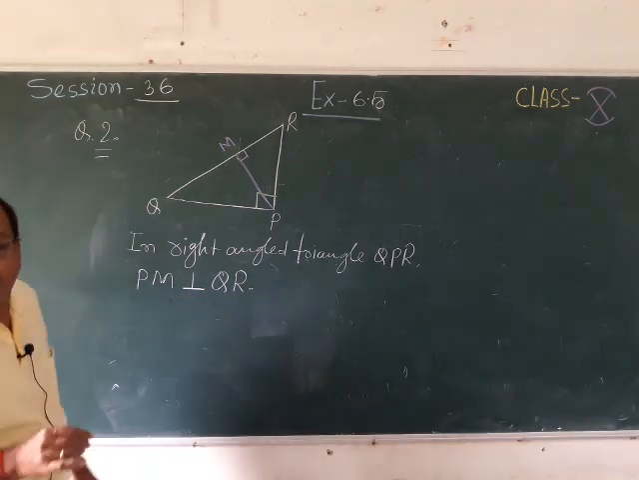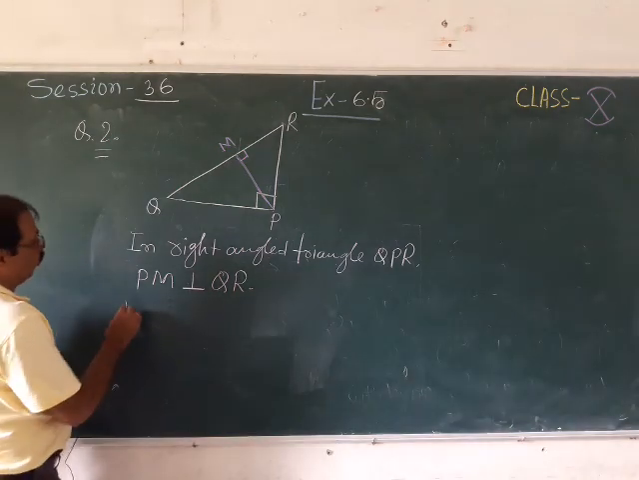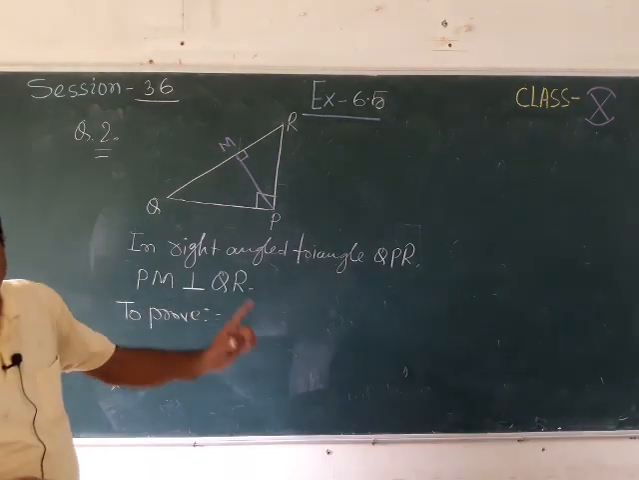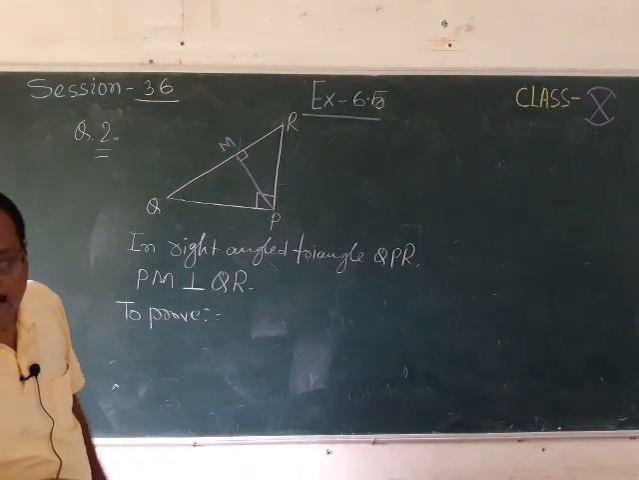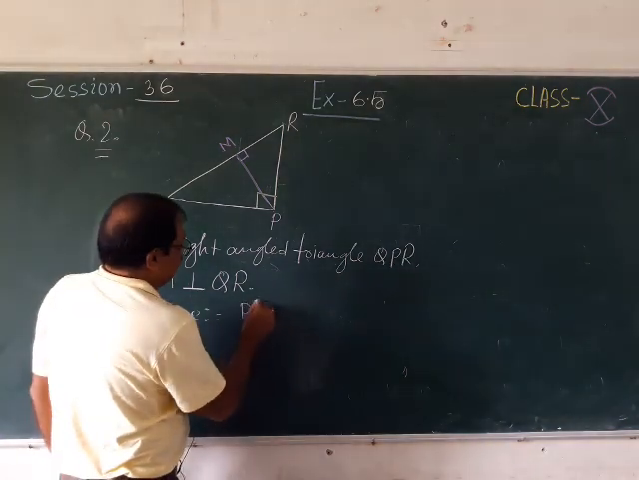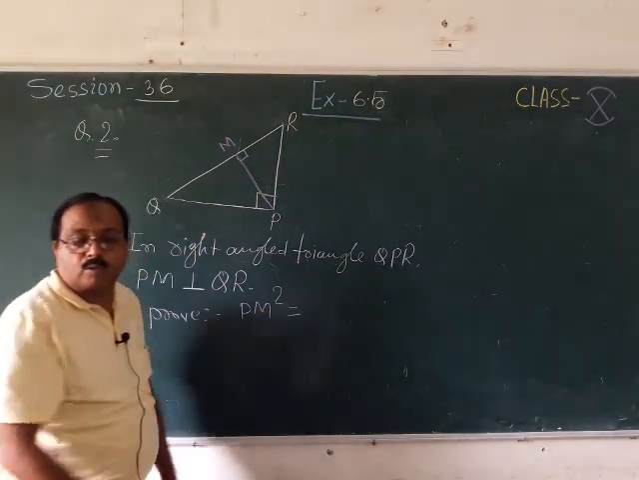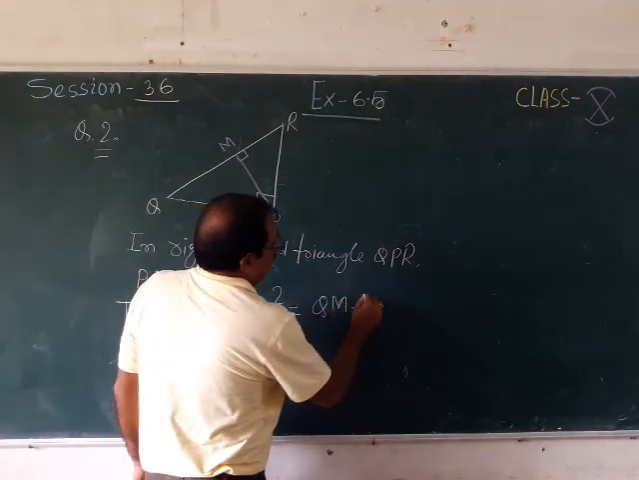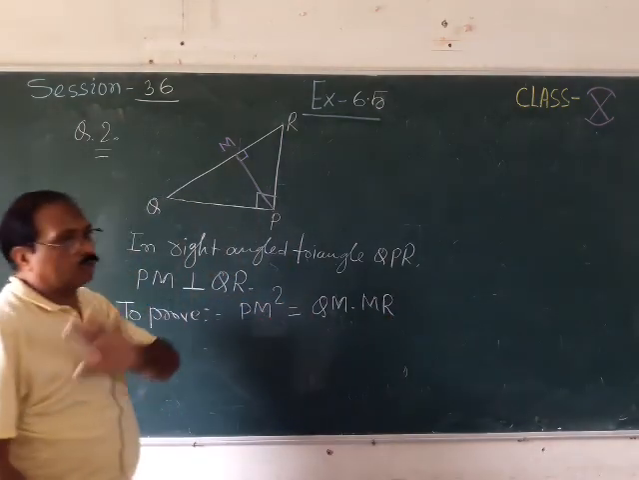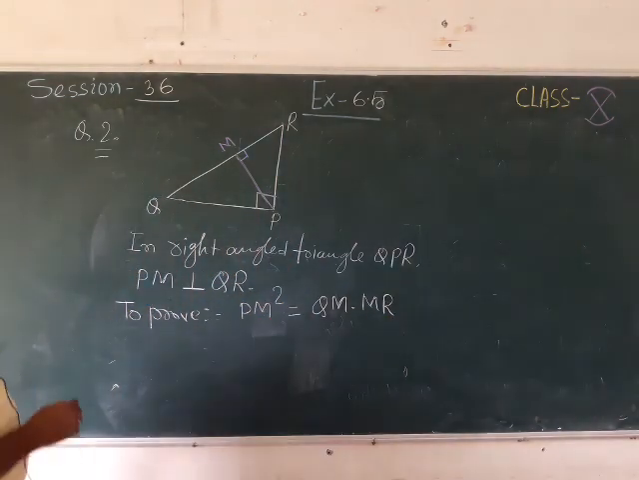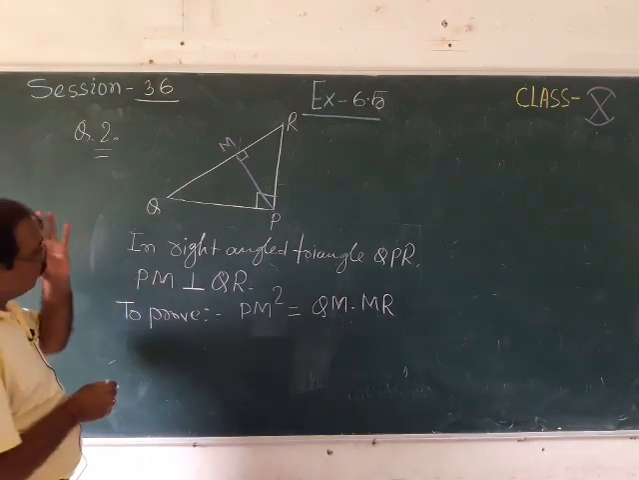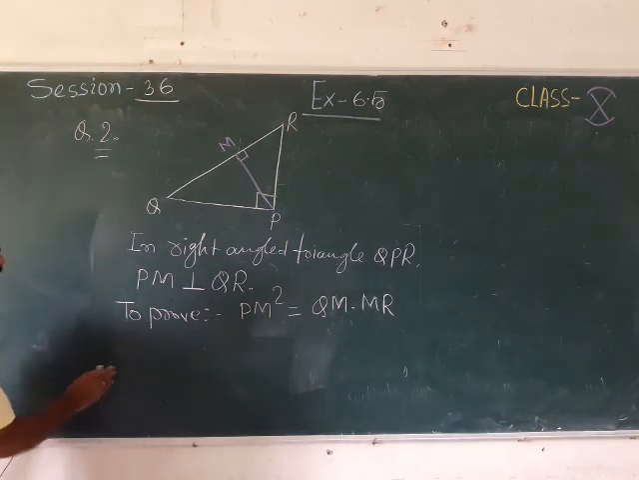To prove, we need to show, that means to prove. What to prove there? We need PM square is equal to QM into MR. This you want to prove there. So this is the given thing, and this is to prove. No need to construct anything here. You can prove it directly.